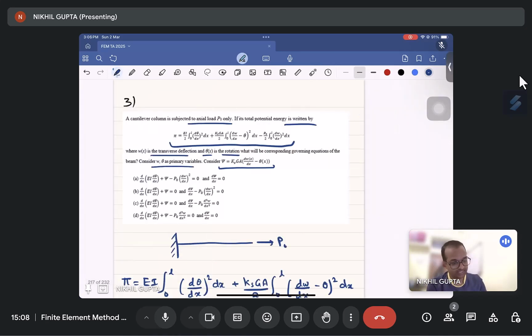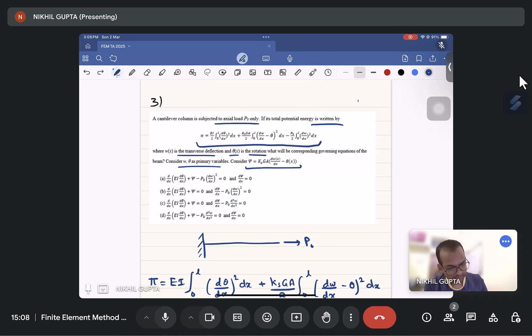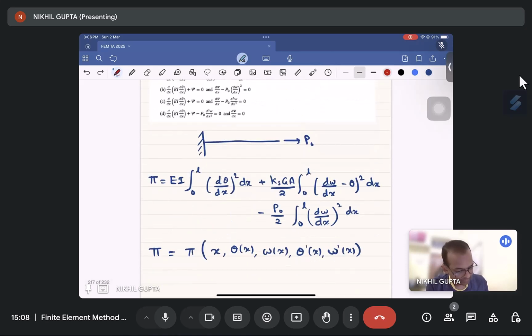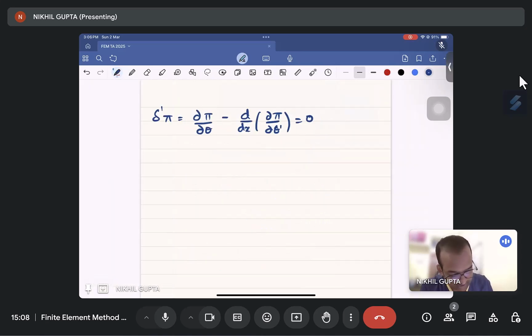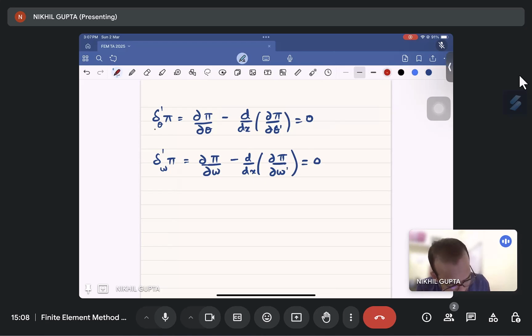Now as you can see, we have two variables theta and w, so two equations will be formed by the variation analysis, and the second equation will be the same. This is based on theta, and this delta 1 pi will be based on w, so that will come as del pi by del w minus d by dx of del pi by del w dash, which should be equal to 0. Now let's solve this problem to get the differential equation.